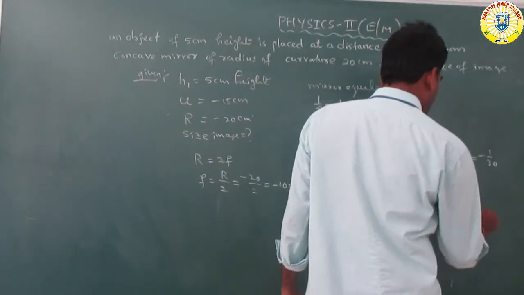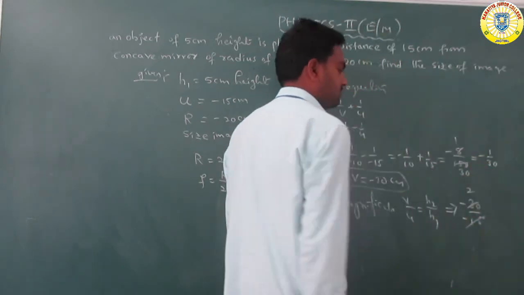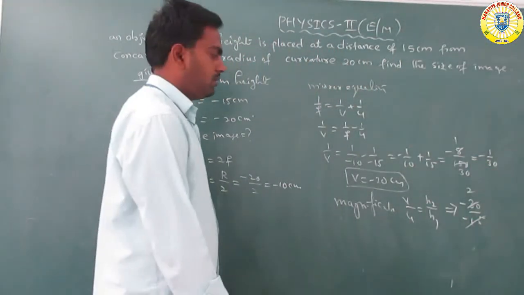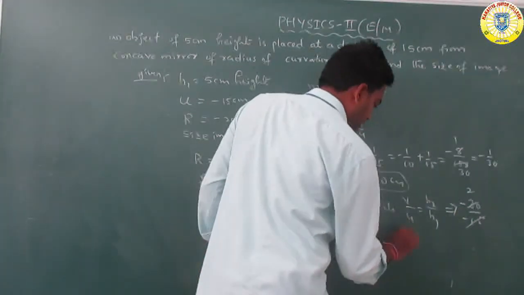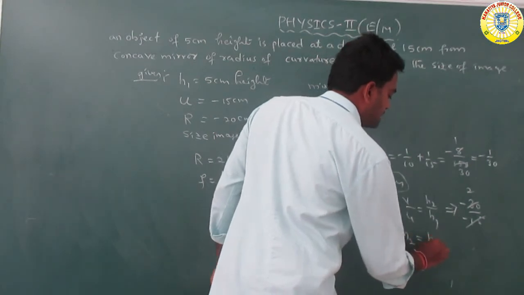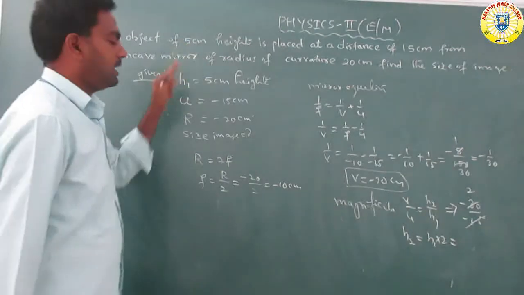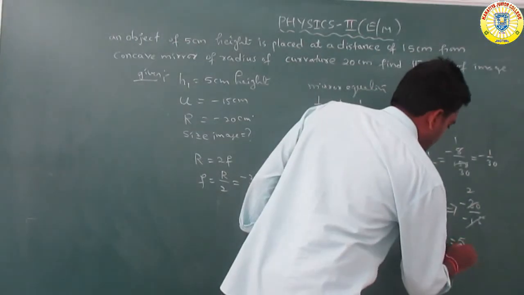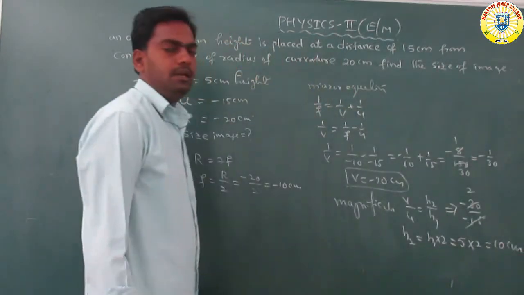Minus by minus cancels. So v by u is equal to 2. H2 is the image height. H2 is equal to h1 into 2. H1, the given height, is 5 centimeters. So 5 into 2 is equal to 10 centimeters, the height of the image.